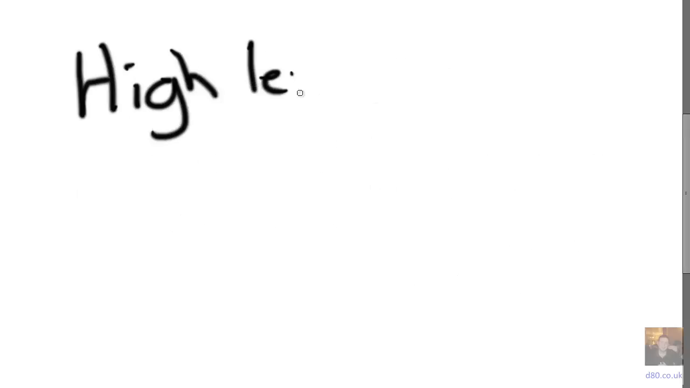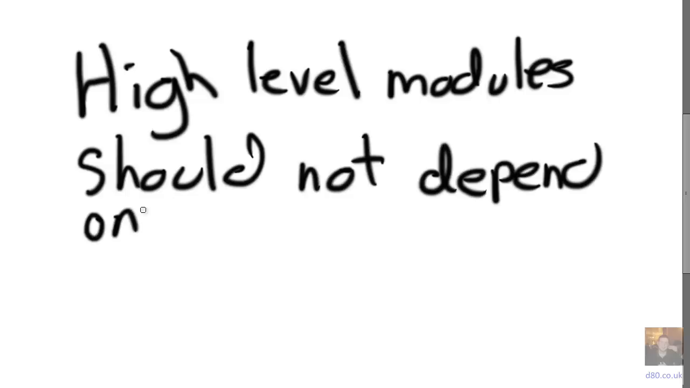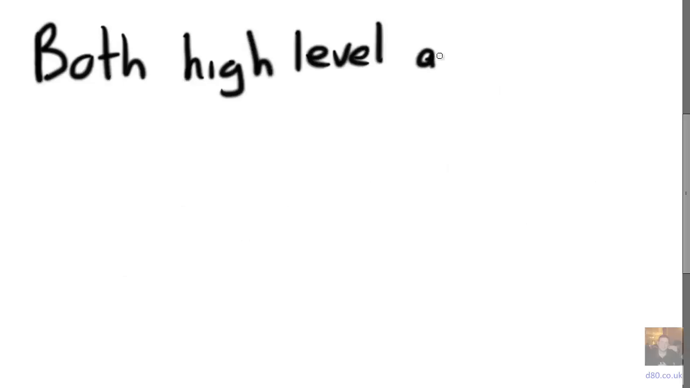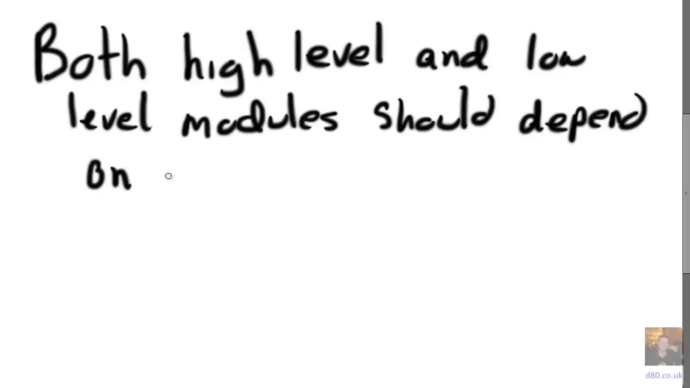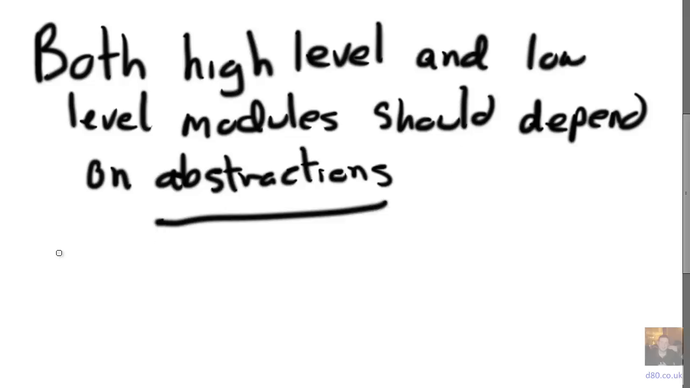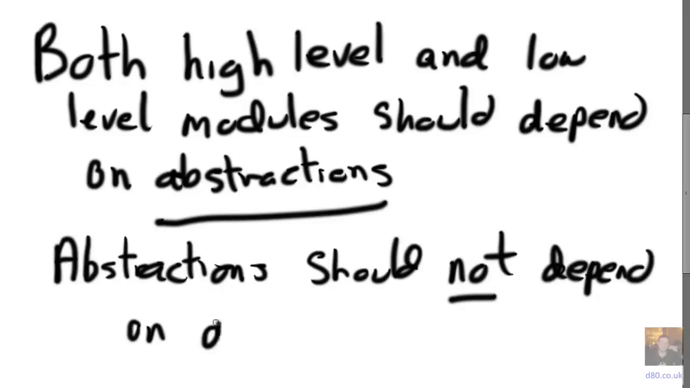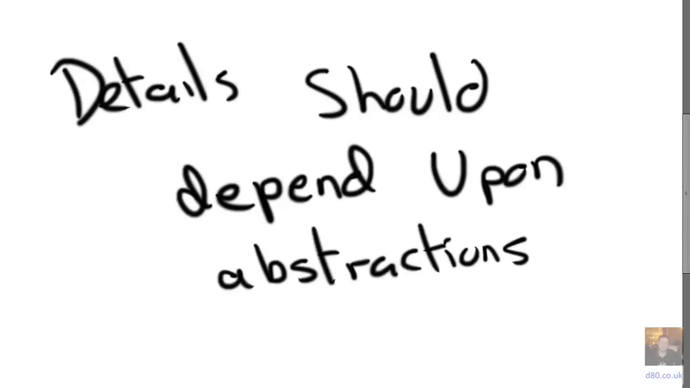Now what Uncle Bob says is that high-level modules should not depend on low-level modules. He says that both high-level and low-level modules should depend upon abstractions, and that's the important thing. Abstractions should not depend on detail. Details should depend upon abstractions. So what does that mean?